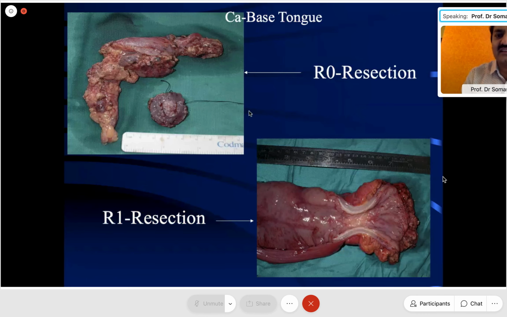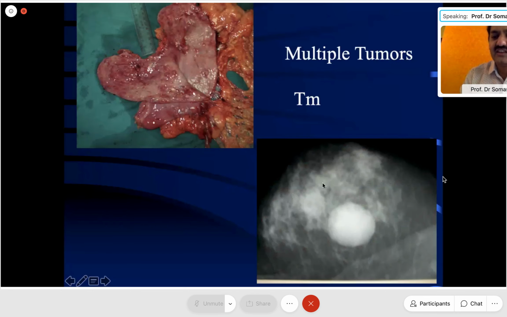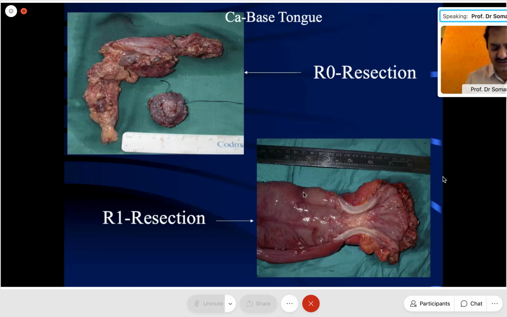Okay. So R0 resection: carcinoma base of tongue, 1 centimeter, no dissection done, R0. This is R1: poorly differentiated low rectum. It appears normal, but see, submucous spread is there. This decides the margin status. Second important, remember, it's very important to understand what the margin state is in oncology. Squamous cell carcinoma oral cavity, 1 centimeter tri-dimension. Carcinoma larynx, 2 millimeter. This is accepted.